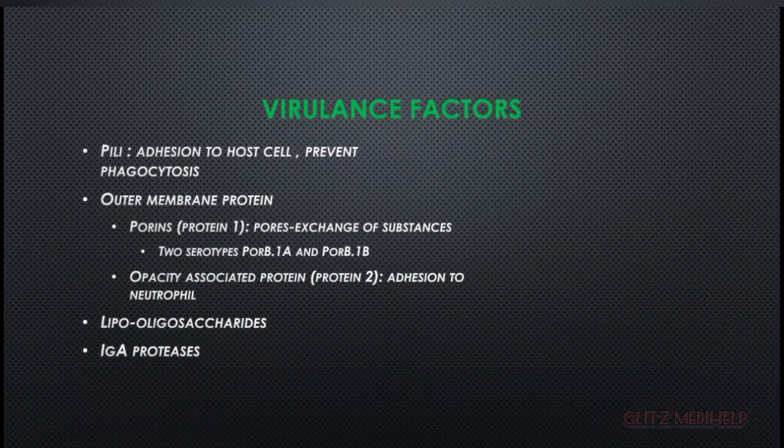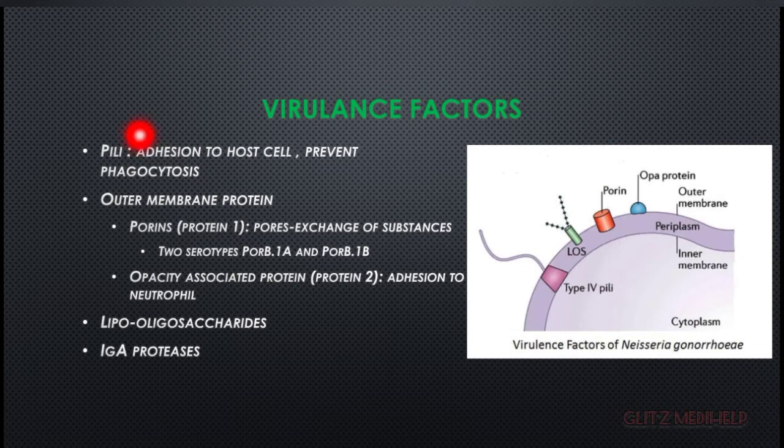Coming to the virulence factors, the pili are the principal virulence factors. They help the adhesion of the bacteria to the host cells and also prevent the bacteria from phagocytosis. So this is the pili. Next we have the outer membrane proteins, mainly two: protein 1 and protein 2. Protein 1 is porins. As the name suggests, they produce pores or transmembrane channels which help in the exchange of molecules across the gonococcal surface.